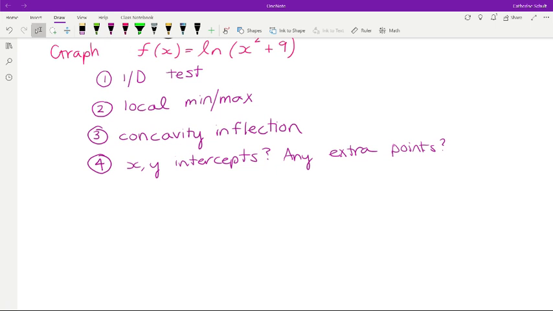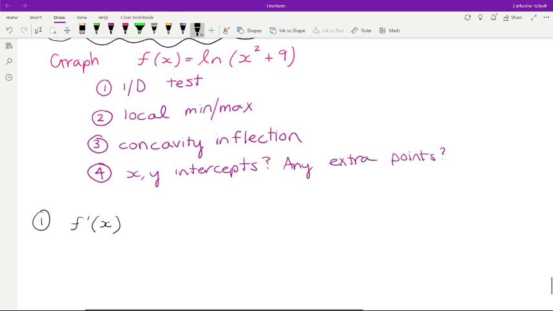So the ID test, that means the increasing, decreasing test. We have to determine the derivative, find the critical numbers, and then look at the intervals that are positive and negative. All right, so take this derivative, it's the chain rule: the derivative of the outside function times the derivative of the inside function.